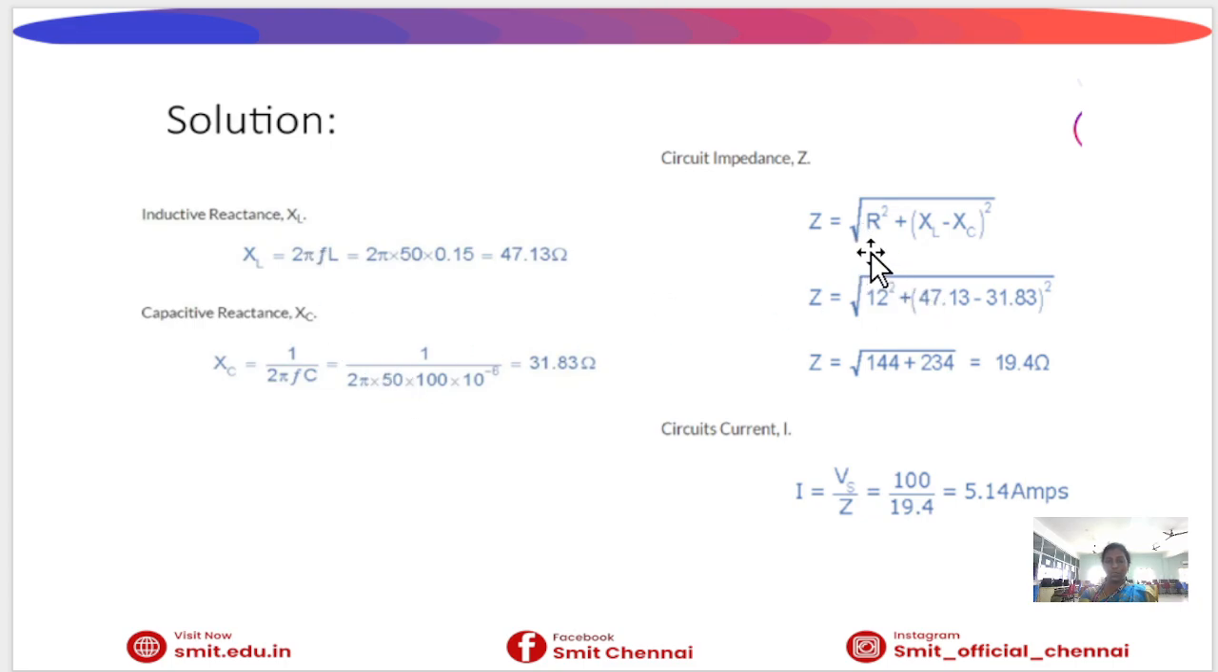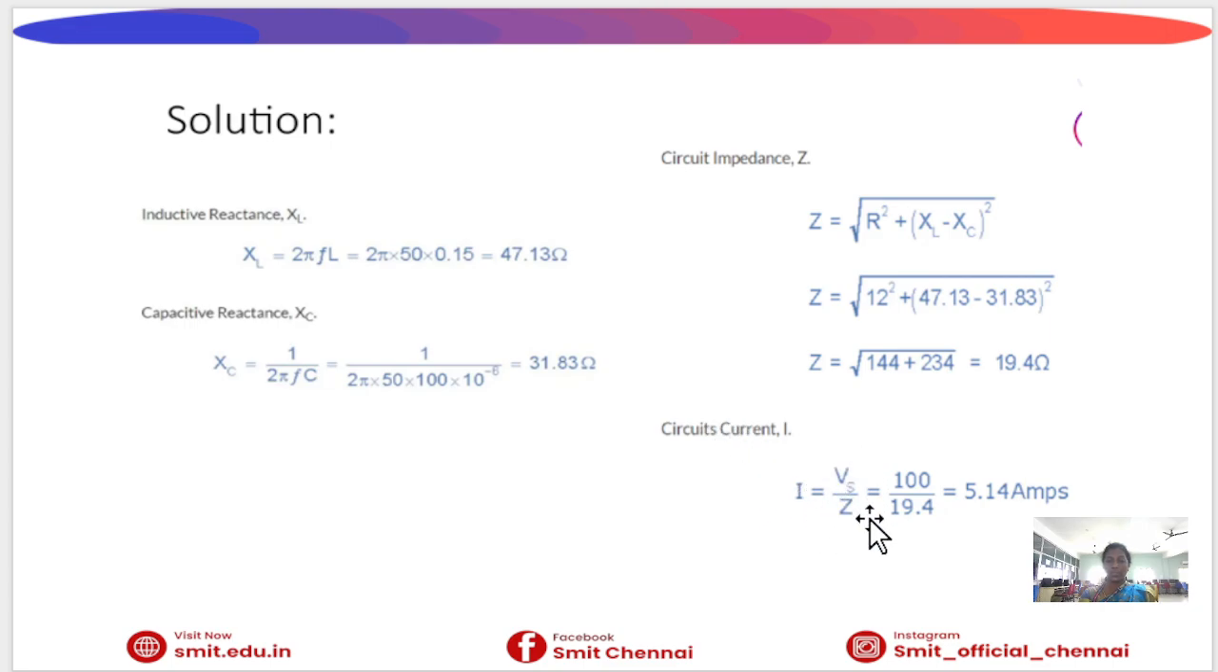Now the impedance is equal to the square root of R square plus (XL minus XC) the whole square. The value of the resistor is already given as 12. So 12 square plus the XL and XC values substituted in the circuit impedance. The value of Z is 19.4 ohm. We put the unit as ohm because in AC we are talking about impedance.